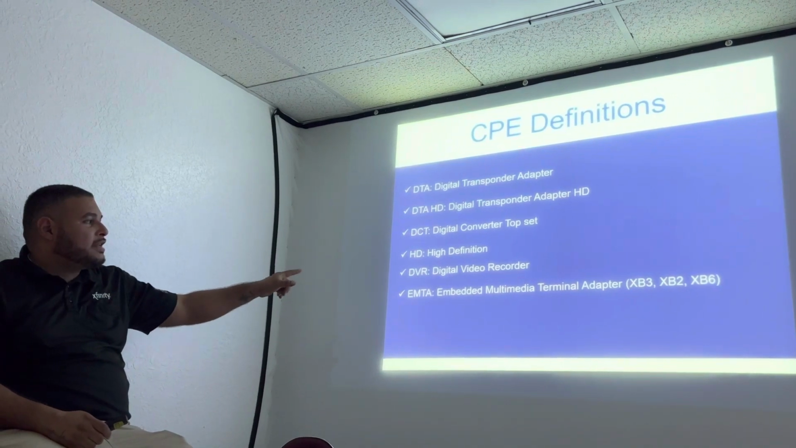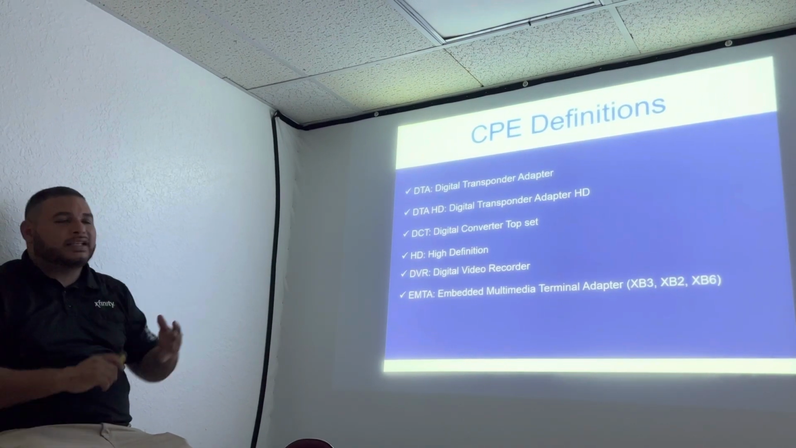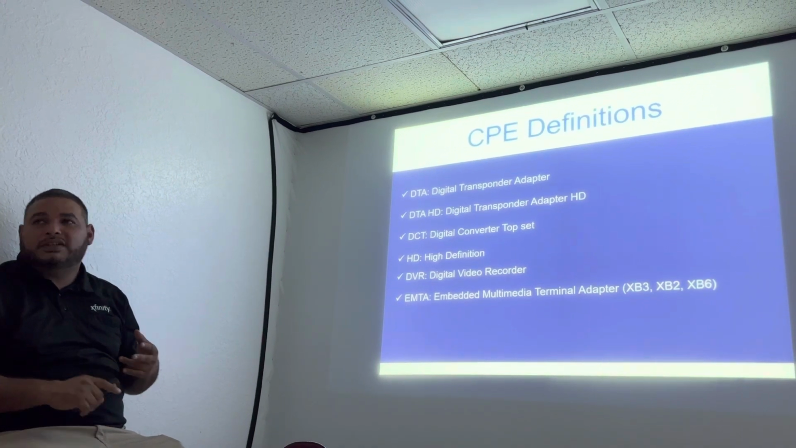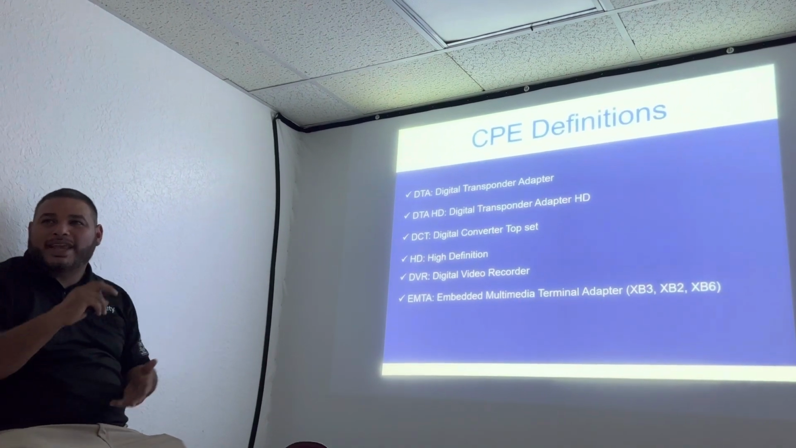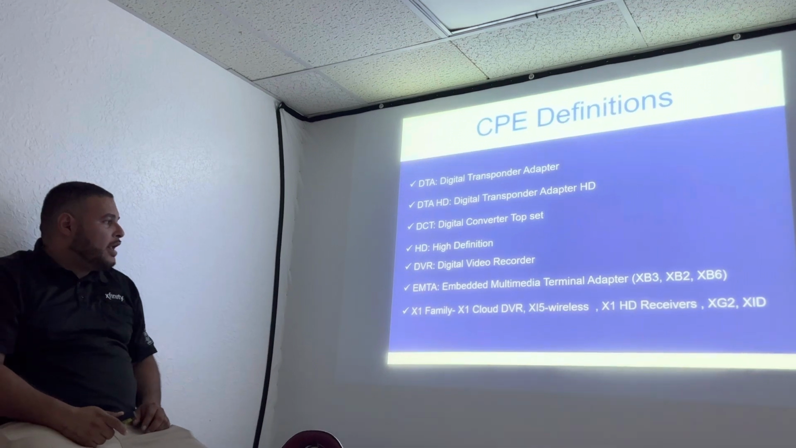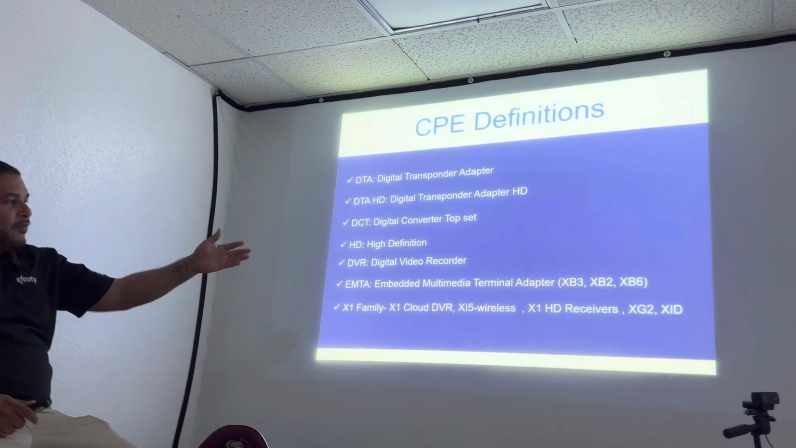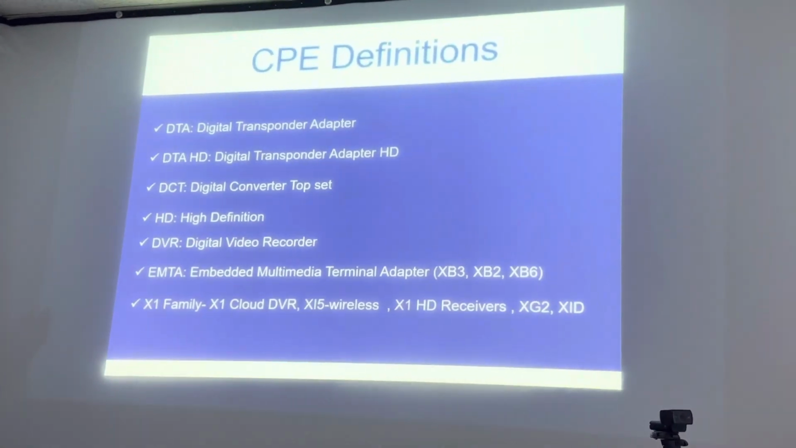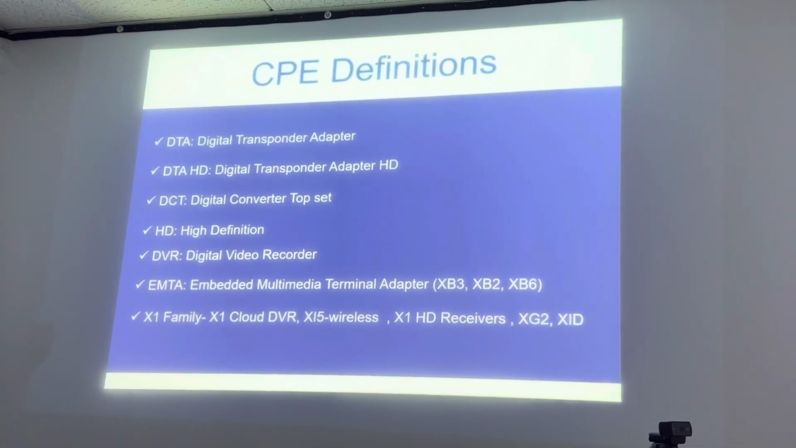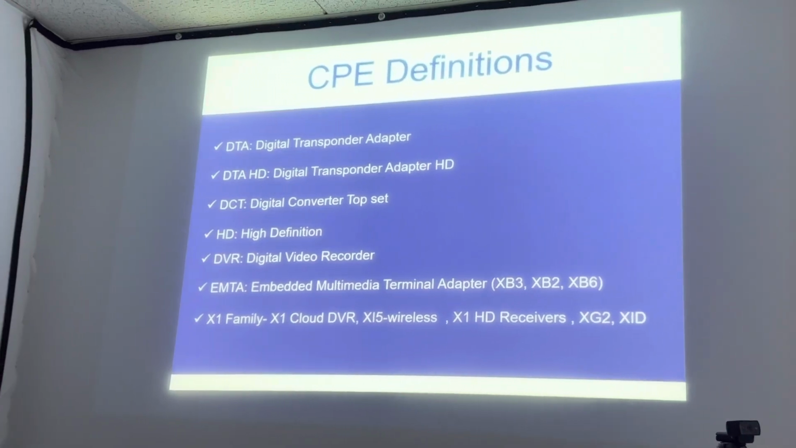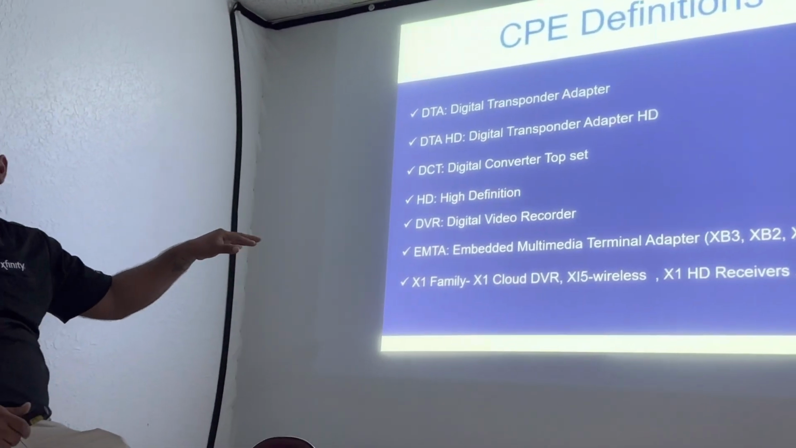Now, EMTA stands for Embedded Multimedia Adapter, such as XB3, XB2, XB6, XB7, which is the modem. It's a gateway. And in the X1 family, you have the X1 Cloud DVR, XI5, which is the wireless, XiDs, HG2, and the regular HD boxes. These fall in the same family.